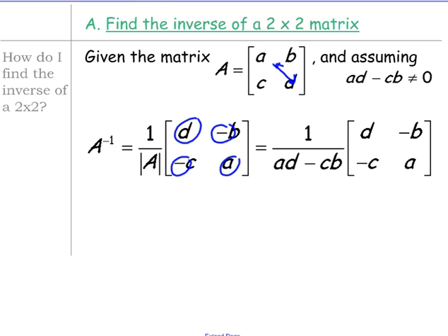We take this new transformed matrix and multiply it by 1 over the determinant. Remember that this, which looks like the absolute value of A, is really the determinant of A, which is calculated by multiplying A times D and subtracting C times B. So let's see how this would look in an example.